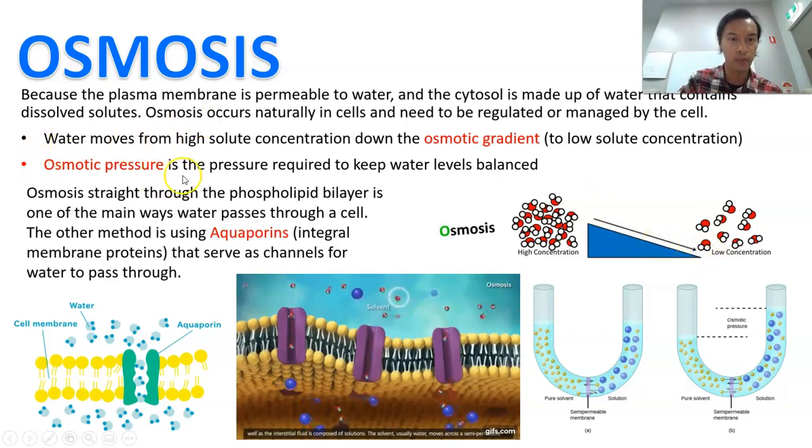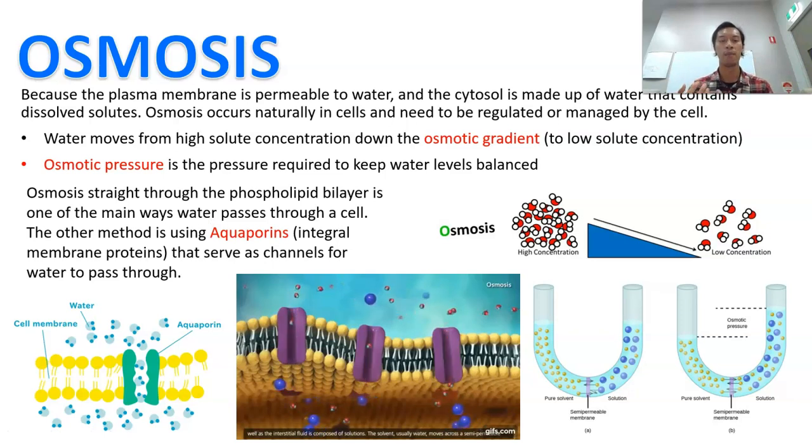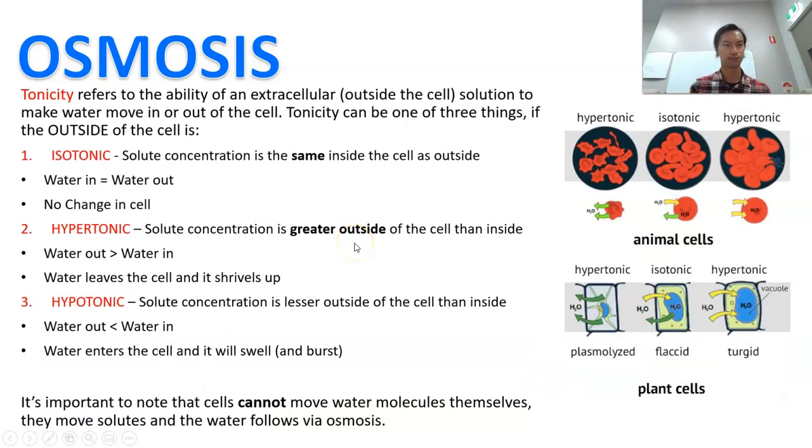Osmotic pressure is the amount of pressure that is required to keep the water levels balanced. And so the greater the difference in solute concentration, the greater the osmotic pressure is, right? Osmosis straight through the phospholipid bilayer is one of the main ways that water passes through the cells, but water can also pass through the aquaporins, right? These integral membrane proteins serve as channels for water to pass through, right? So here is water passing through those aquaporins, allowing it to move in and out freely, and then also being able to move through the plasma membrane as well if it wants to.